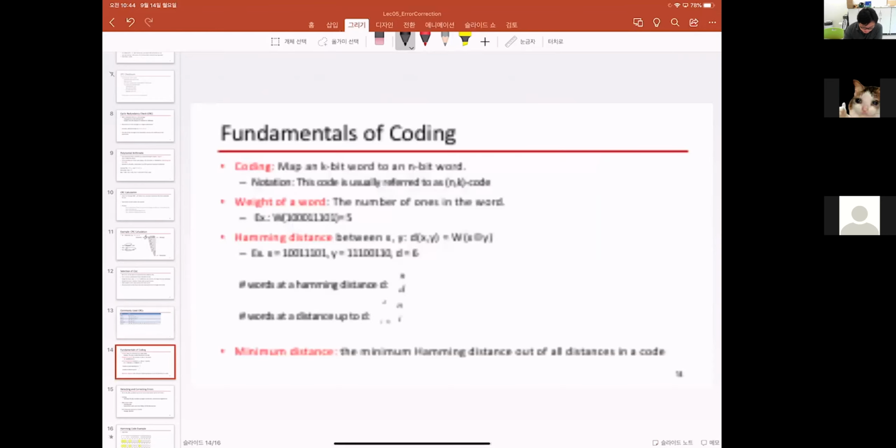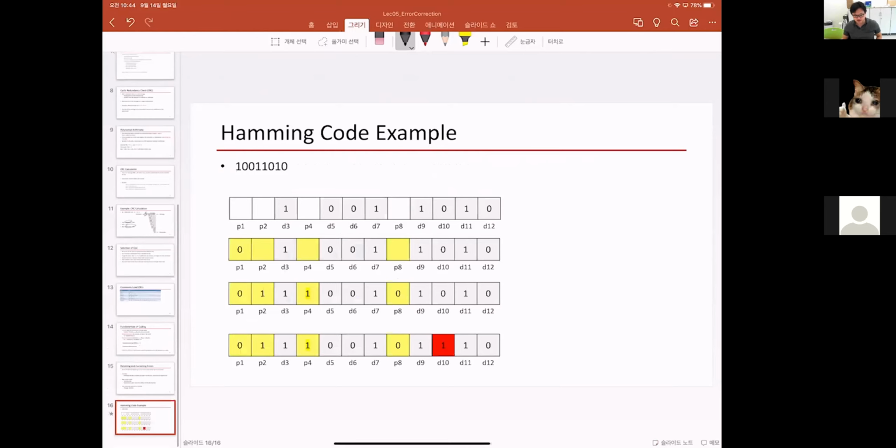So we also talked about the Hamming distance, and we have the ability to decode properly when it is contaminated. So we talked about Hamming distance, right? Okay. So no answer.